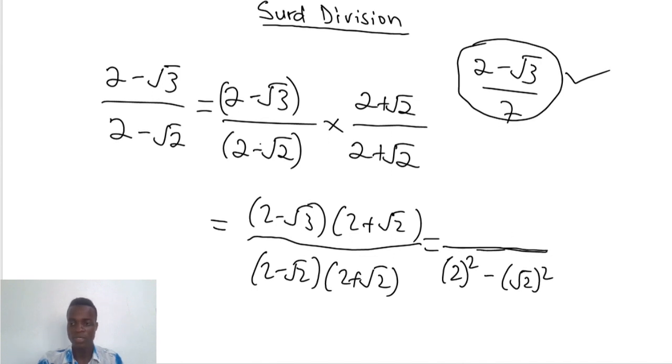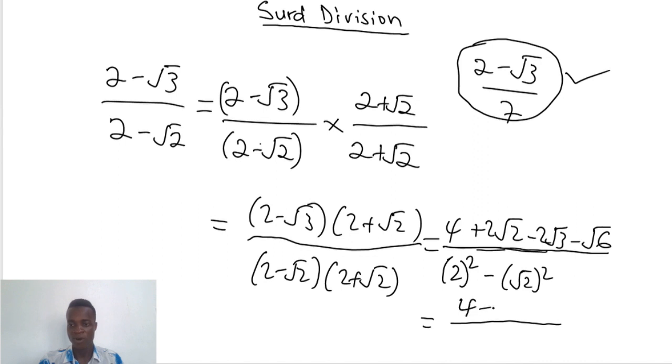So now for the top, we just expand. 2 times 2, that's 4. 2 times root 2, that's positive 2 root 2. And this one is going to be negative 2 root 3. And then that will be negative root 6, because we do the surd division. So kindly go and look into that if you have forgotten. So the top is 4 plus 2 root 2 minus 2 root 3 minus root 6. That's the top.